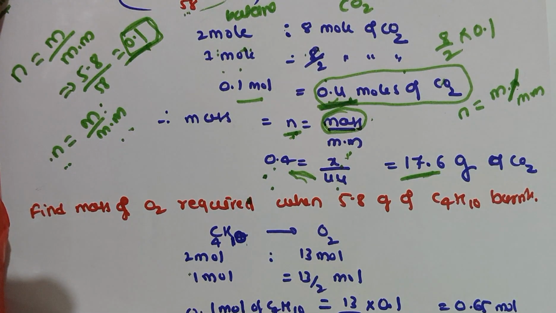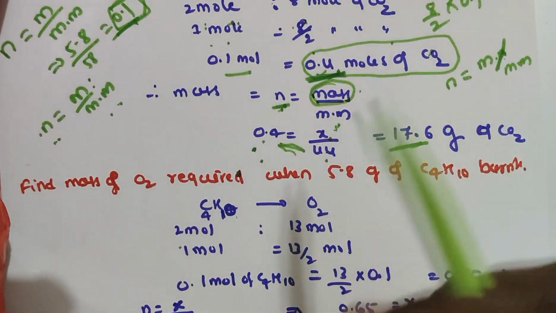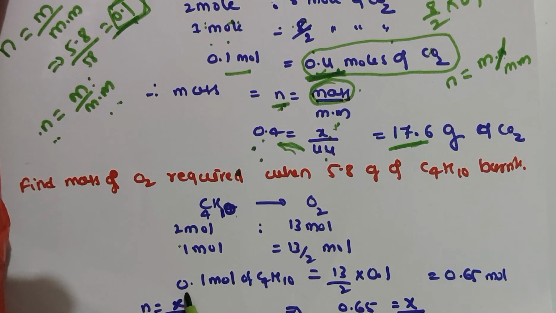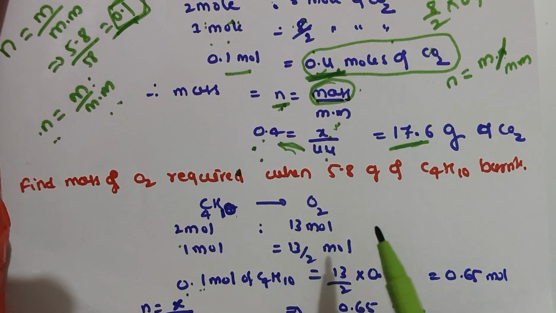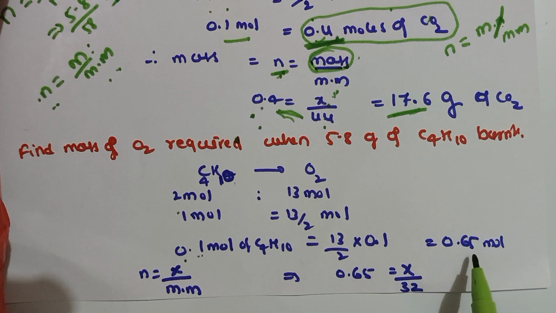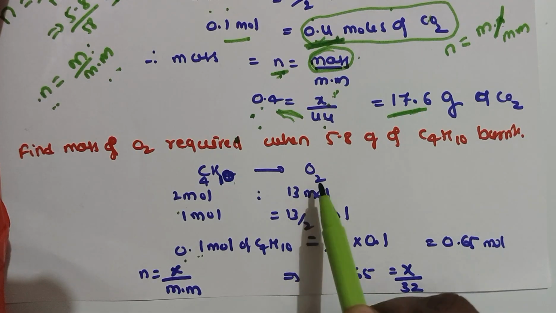Therefore, 1 mole gives what? 13 by 2 mole. Okay, unitary method. We have 0.1 mole, which is the mole of butane. We already calculated this one. 0.1 mole of butane gives 13 by 2 into 0.1. We get 0.65 mole of O2.